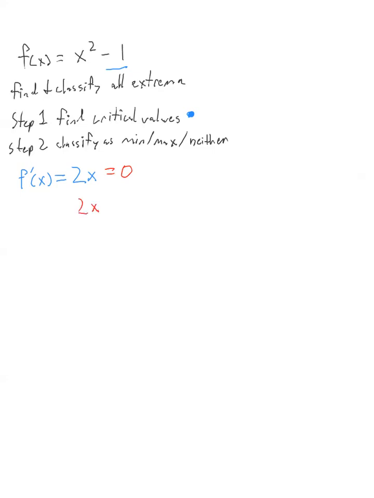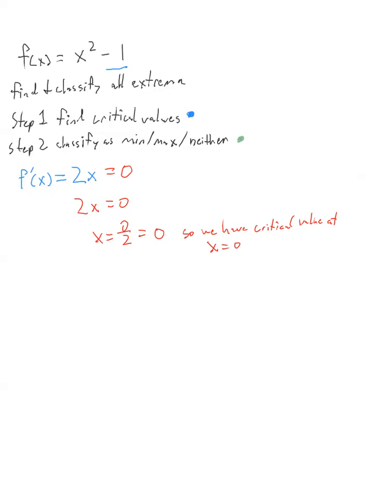If 2x is equal to 0, to solve for x, I can divide both sides by 2, and this is 0 over 2, which is just 0. So we have a critical value at x equals 0. Now we want to classify this as a max or min, or if it turns out to be neither. The good way of doing this, I would say, is the second derivative test.